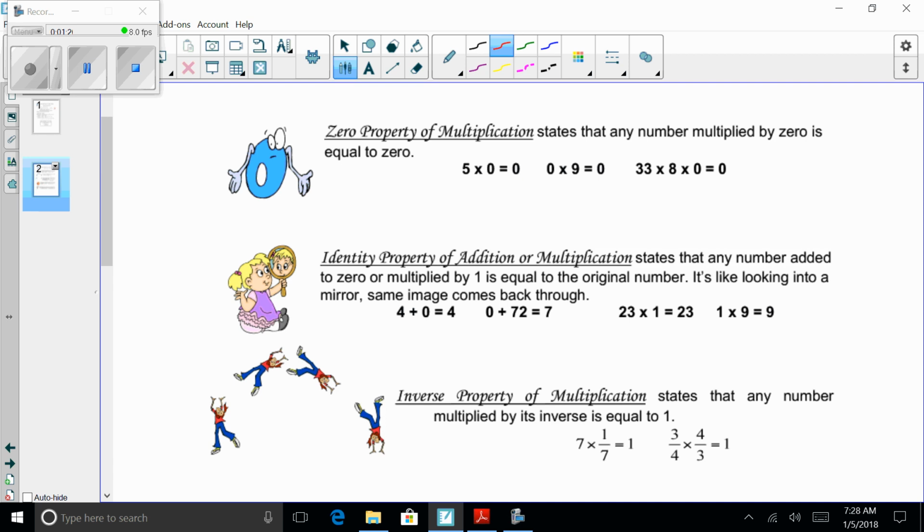Our second property is the identity property of addition or multiplication. It states that any number added to 0 or multiplied by 1 is equal back to its original number. If you see the picture here, it's a little girl looking in the mirror, so it's still going to be the same number. If I add 0 to anything, I'm still going to have the same number that I had. If I multiply by 1, I'm still going to have the same number. So this is all about having the same answer. And that should actually be a 72 up there, guys, not 7.